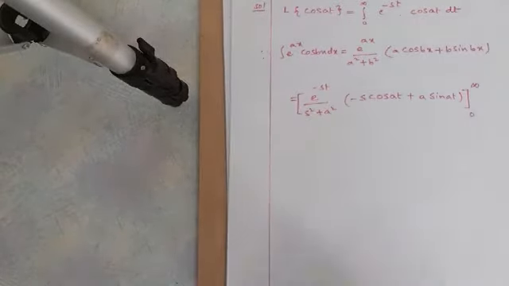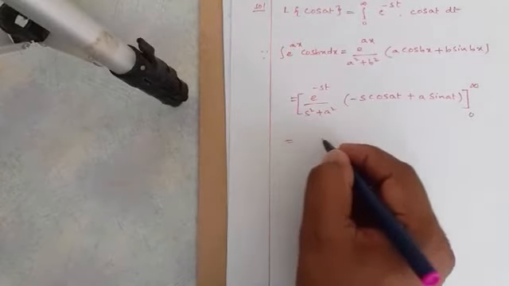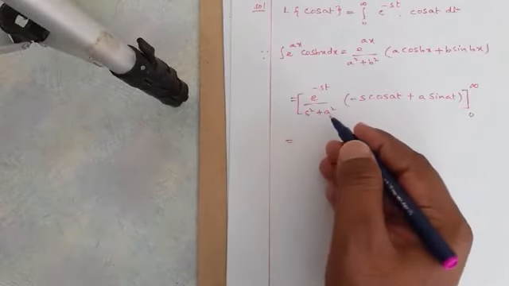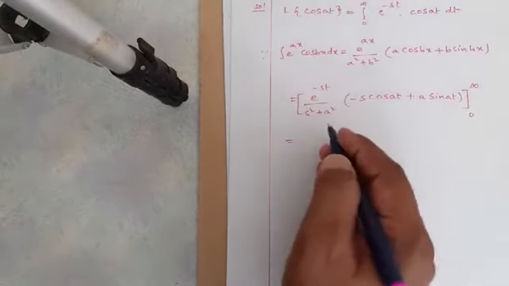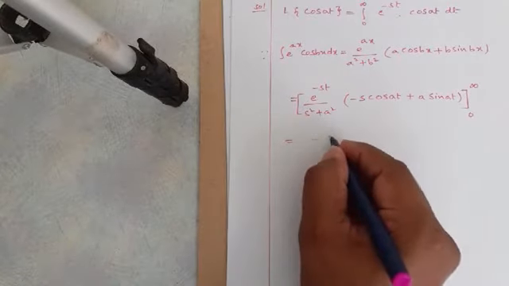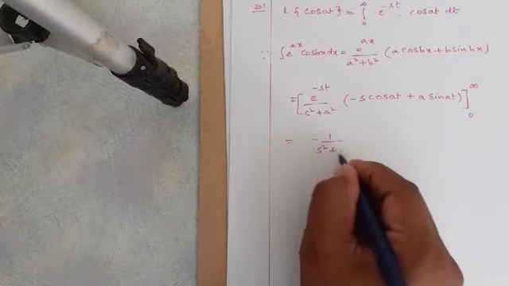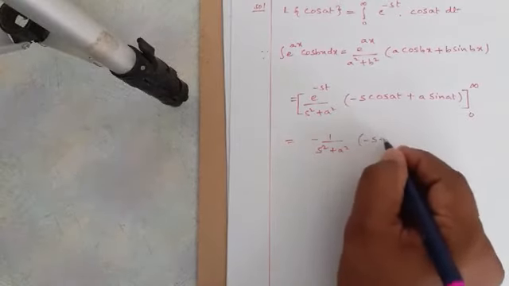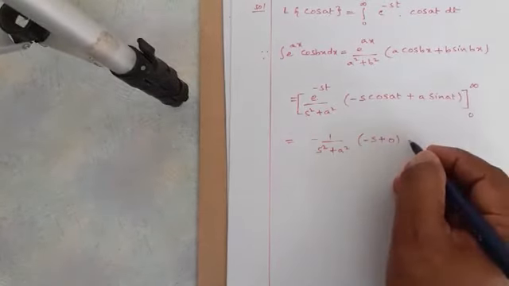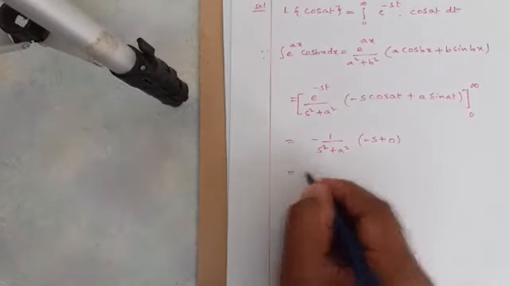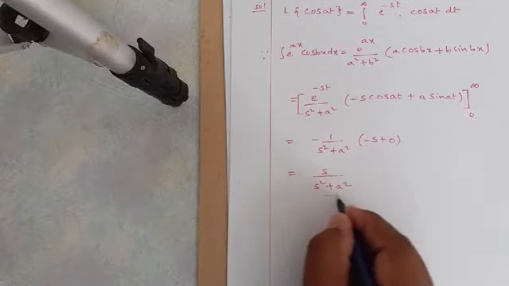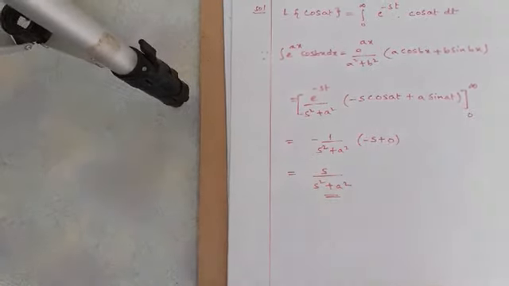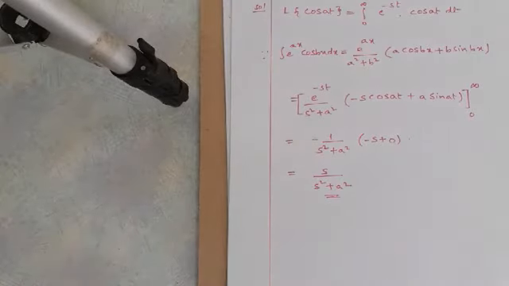Then when you apply the limits, e power minus infinity is 0, 0 into something is 0, and then when you apply the lower limit you will get at last minus 1 upon s square plus a square in bracket minus s plus 0. So this is equal to s upon s square plus a square. So this is the answer for Laplace of cos at. So in this way we prove the result.